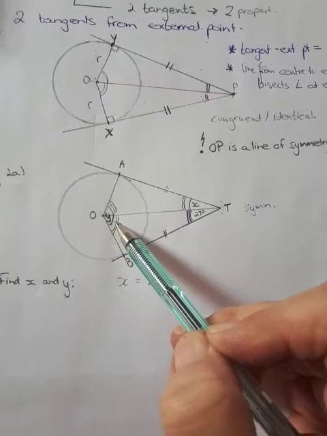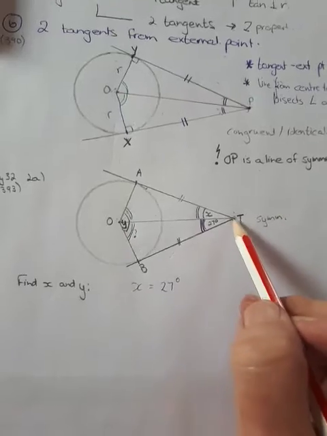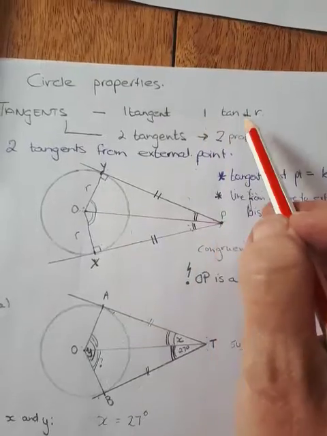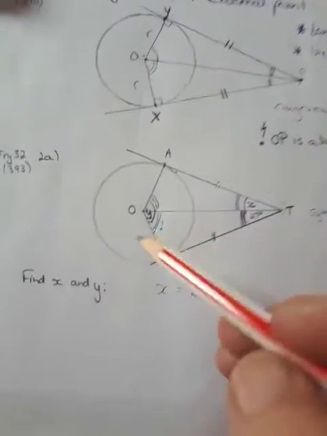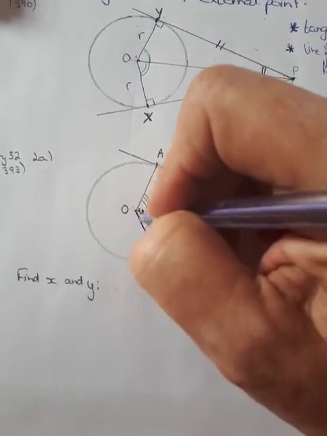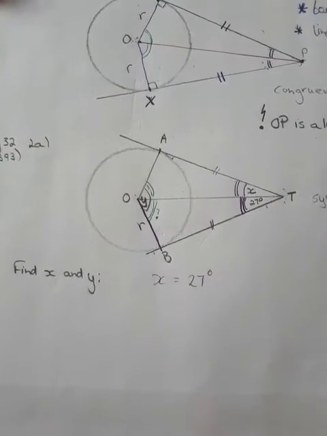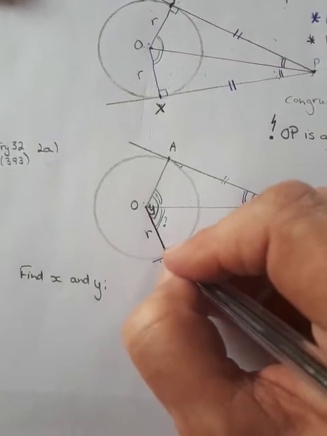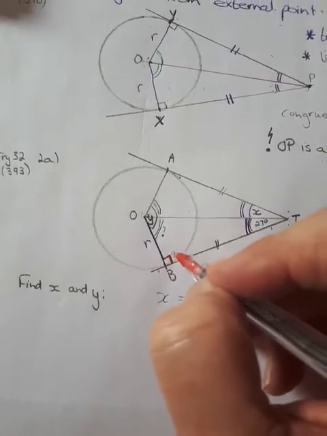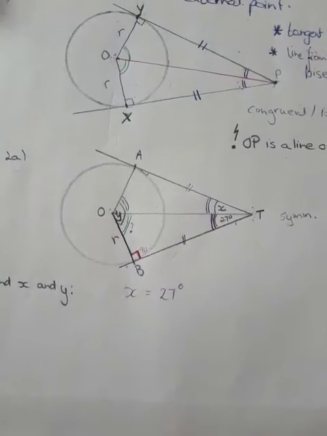And this one is quite easy to get, because look again: this line is a single tangent, and a tangent is perpendicular to the radius. So this is a radius, this one is the tangent, therefore this one is 90 degrees. So we have got that as 90, we've got that as 27, and we want to calculate the green angle.